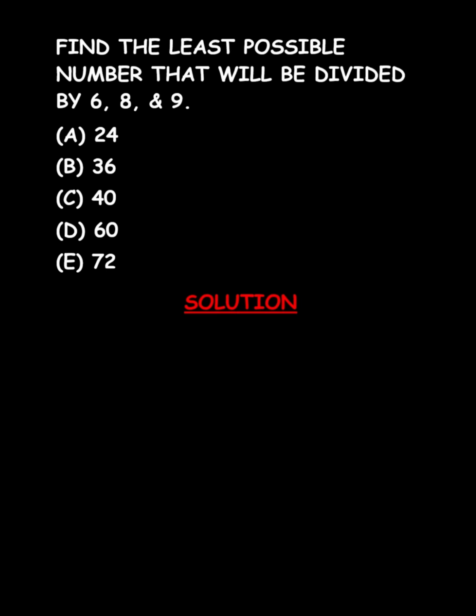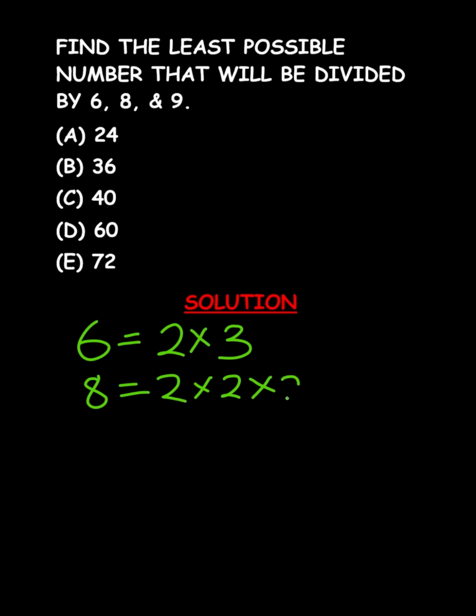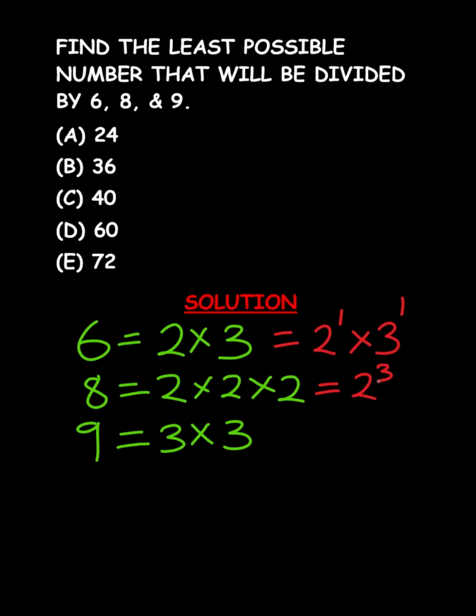Solution. Firstly, factorize the three numbers. So, prime factors of 6 is equal to 2 times 3. Prime factors of 8 is equal to 2 times 2 times 2. Prime factors of 9 is equal to 3 times 3. In exponential form, 6 equals 2 to the power of 1 times 3 to the power of 1. 8 equals 2 cubed. And 9 equals 3 squared.